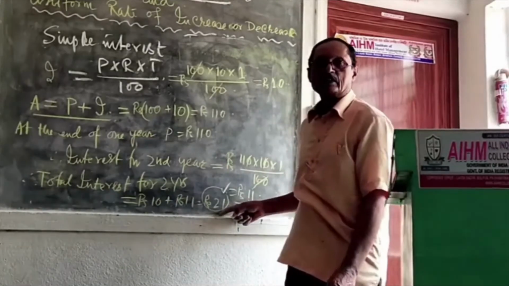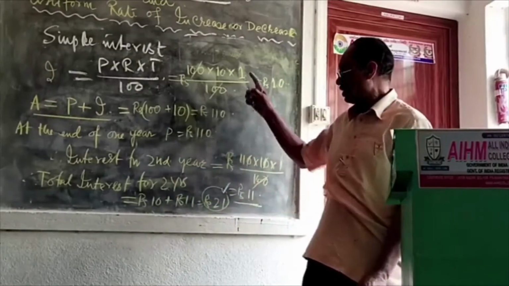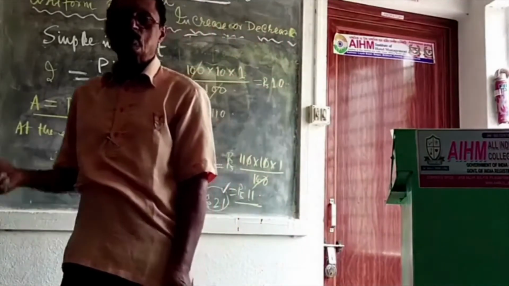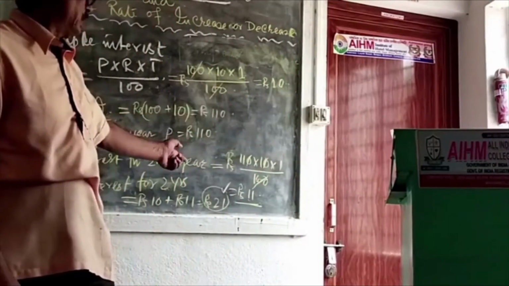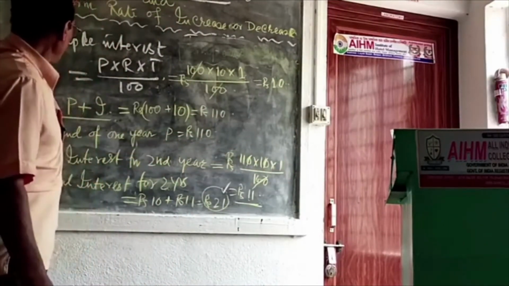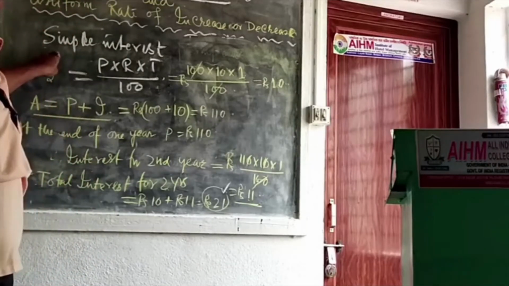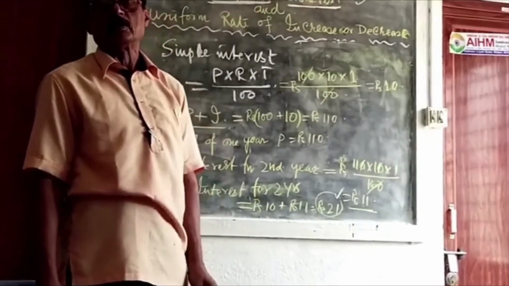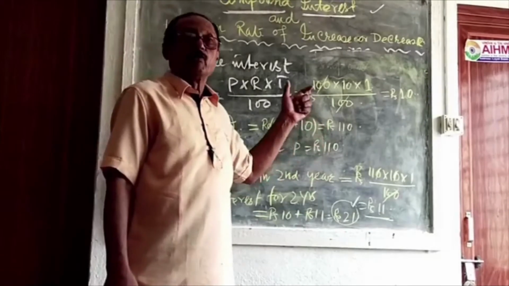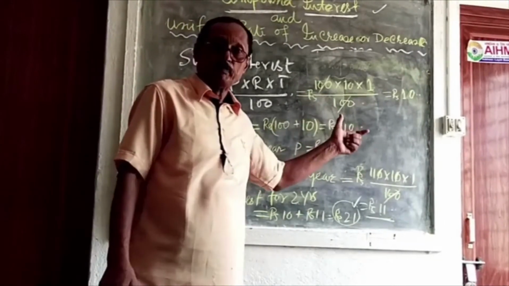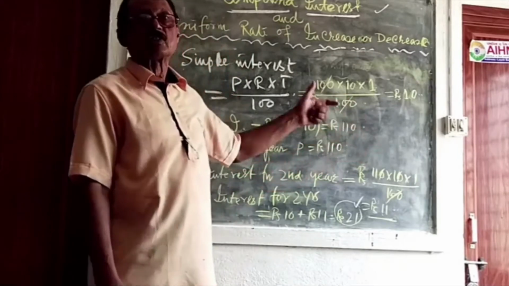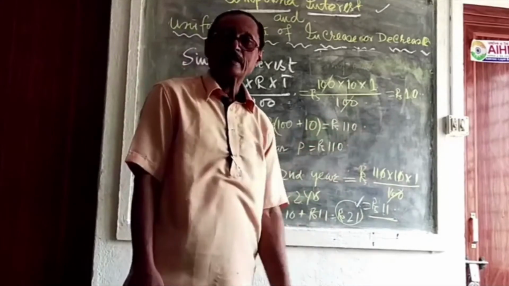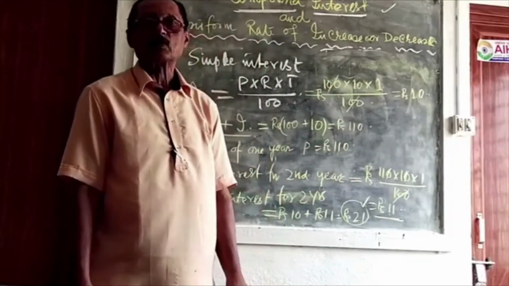Rupees 20 was the interest for simple interest for 2 years, whereas rupees 21 is the interest for the first year and second year added together. That's why the difference between compound interest and simple interest comes like this. We have to remember that compound interest is the interest incurred by the principal for the time given. After that time, the interest is added to the principal and becomes the principal for the next year. That is compounding, and that is known as compound interest.